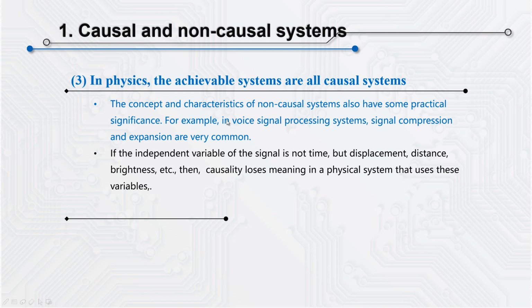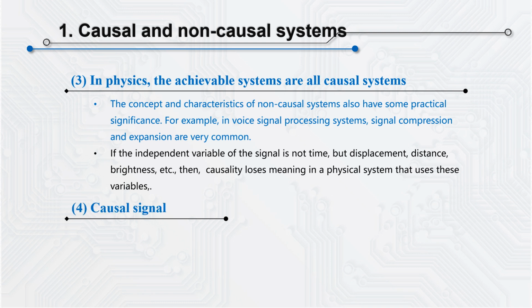For example, in voice signal processing systems, signal compression and expansion are very common. Here, signal compression is the fast-forward that you have used before, and signal expansion is slowing down the signal. Of course, if the independent variable of the signal is not time, but displacement, distance, or brightness, then in physical systems taking these as variables, causality makes no sense.